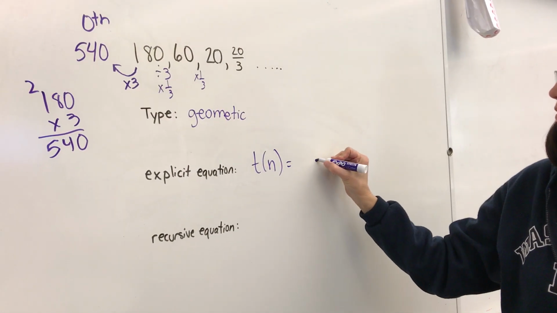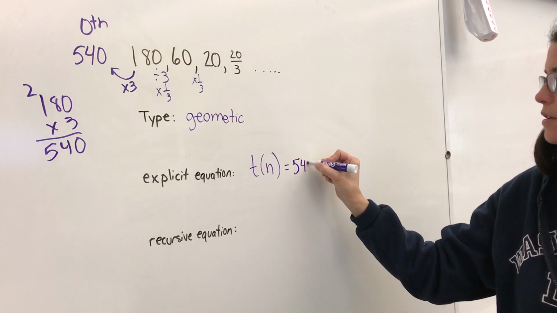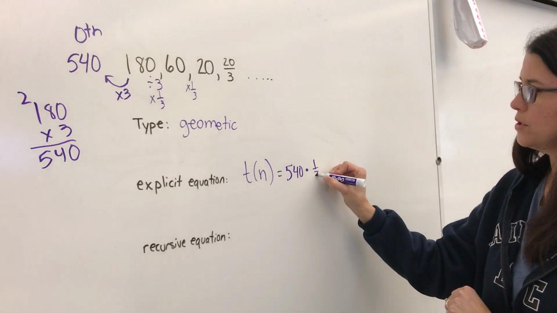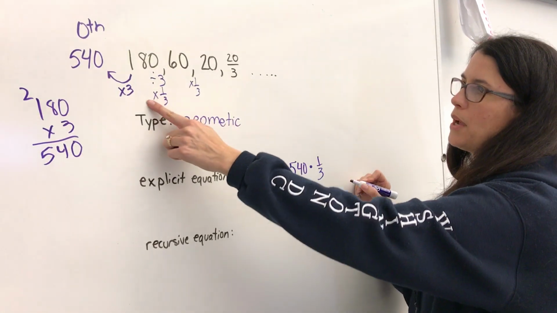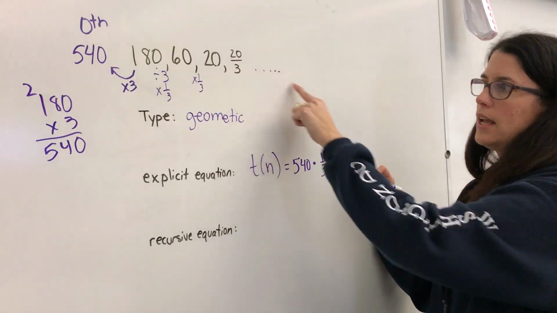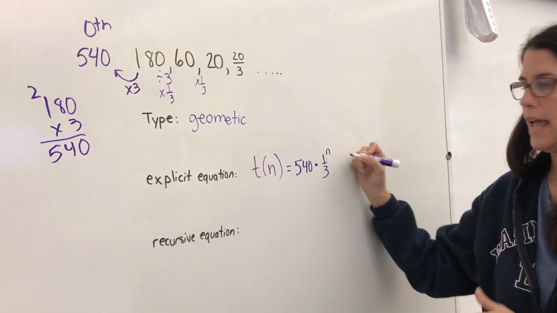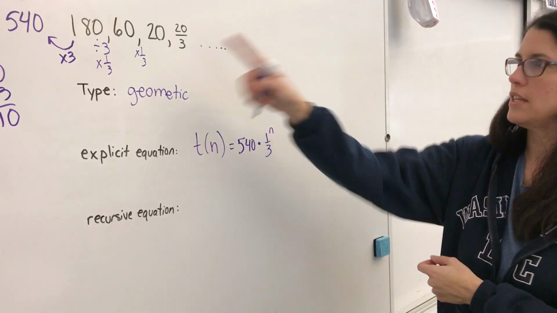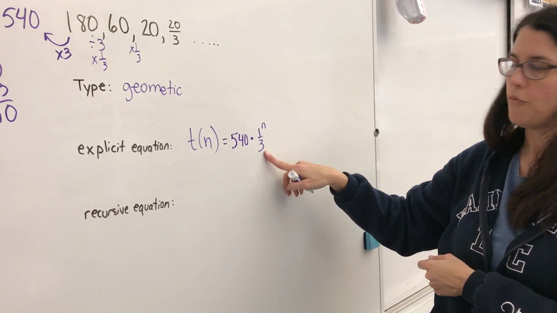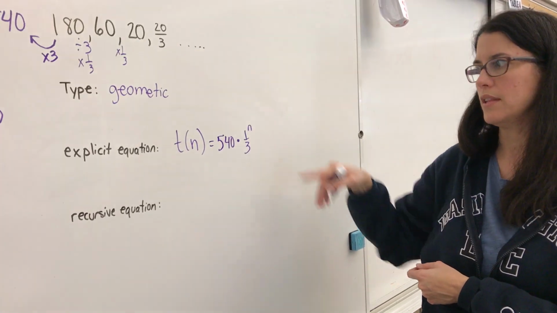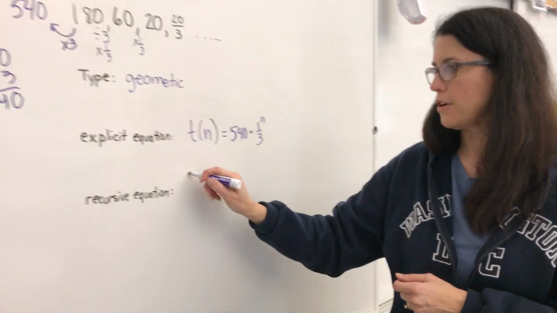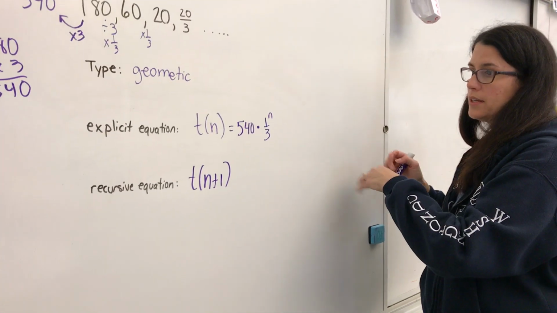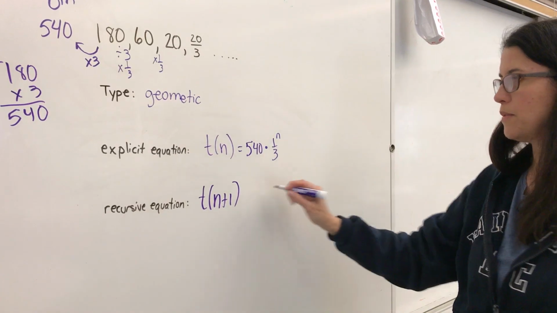I'm going to take my 0th term and multiply it by my multiplier, which is 1/3. I'm multiplying by 1/3 again and again and again, so I'm doing that n amount of times. If I'm on the 5th term, I have to keep multiplying by 1/3 over and over again to get to that 5th number in the sequence. For my recursive, I want to know what the next number is, and I base it on what the previous number was.